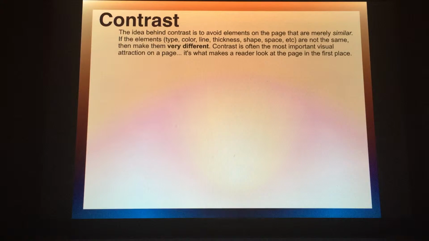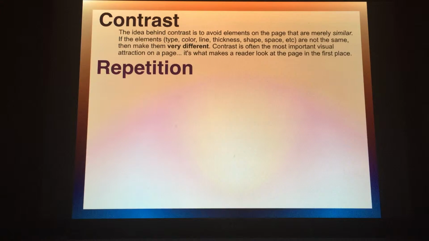Today we're going to look at the 4 principles that it takes to get one chance to get that person's attention. The first one is contrast. The idea behind contrast is to avoid elements on the page that are merely similar. If the element, type, color, line, thickness, shape, space, etc. are not the same, then make them very different. Contrast is often the most important visual attraction on a page.